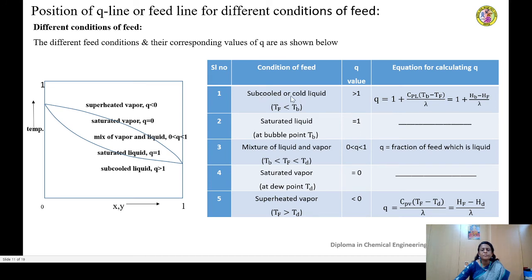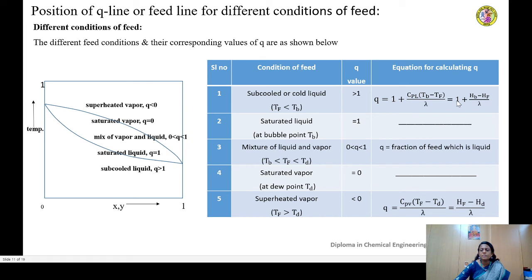So if it is a subcooled liquid or a cold liquid, as I told you, the temperature of the feed will be less than the bubble point. In that condition, Q value will be greater than 1 and it is calculated using this equation. Q is equal to 1 plus CPL into (Tb minus Tf) divided by lambda. This CPL is the specific heat of the liquid, Tb is the bubble point temperature, Tf is the feed temperature. Then lambda is the latent heat of vaporization at whichever temperature it is entering. So if you know all these values that are obtained from the data, then you can calculate the Q value.